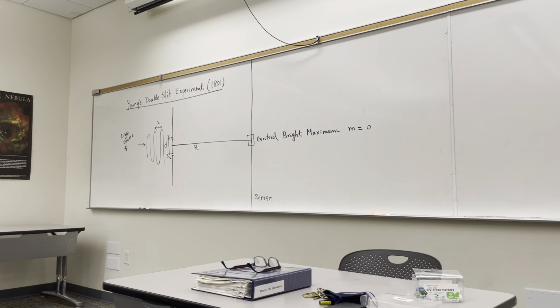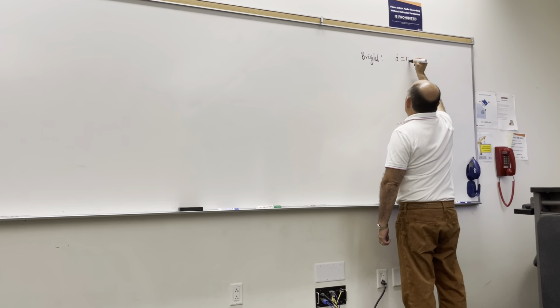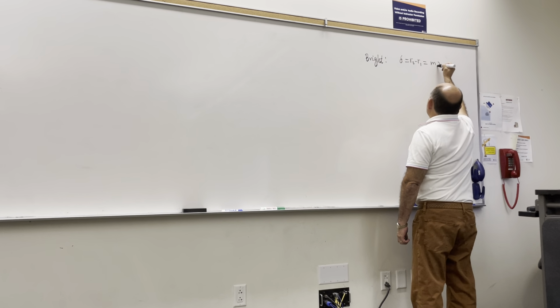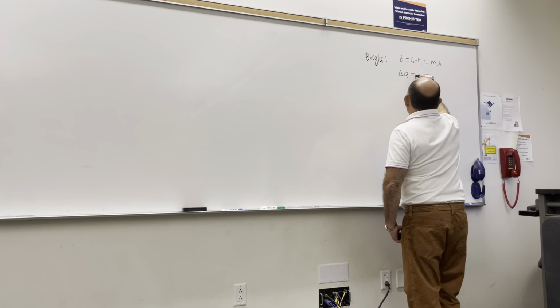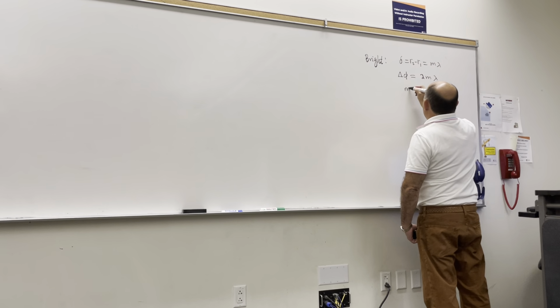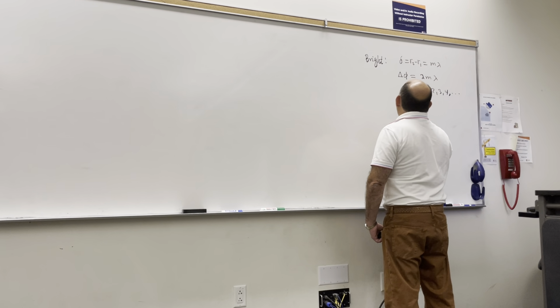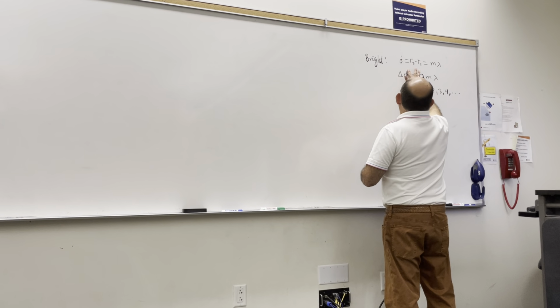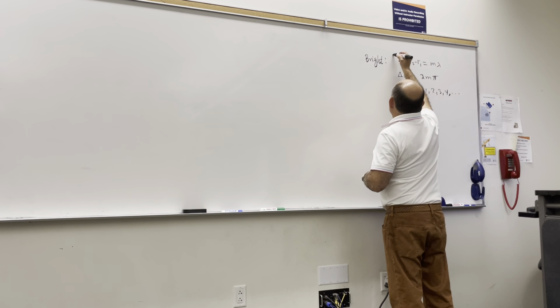Okay, so bright means constructive interference, right? So that means that the path length difference, R2 minus R1, is m lambda, right? And the phase difference is 2m pi. And remember, m is 0, 1, 2, 3, 4, and so on. Thank you. So we have this for bright.